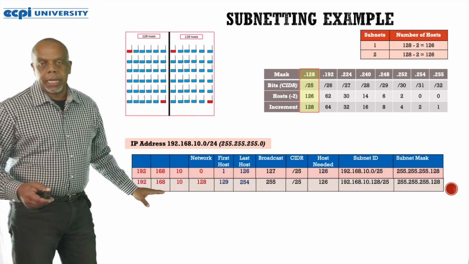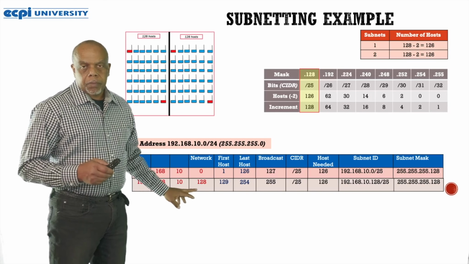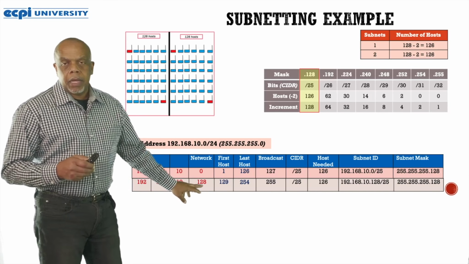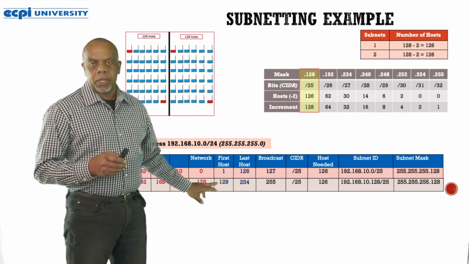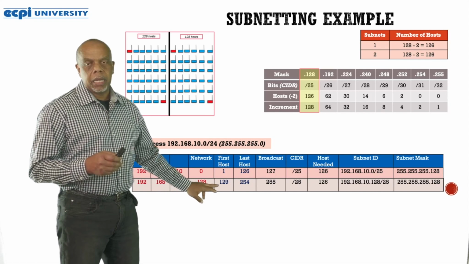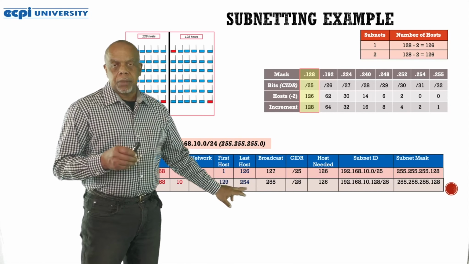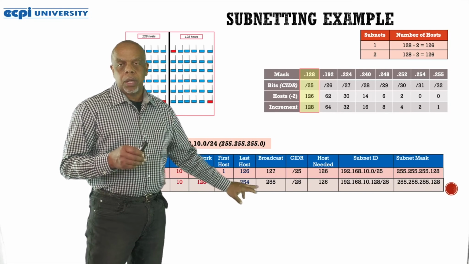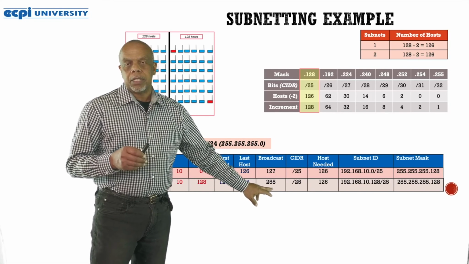So with 128, my first assignable is going to be 129 because I can't use the network ID. And the last assignable is going to be 254. The broadcast is going to be 255.